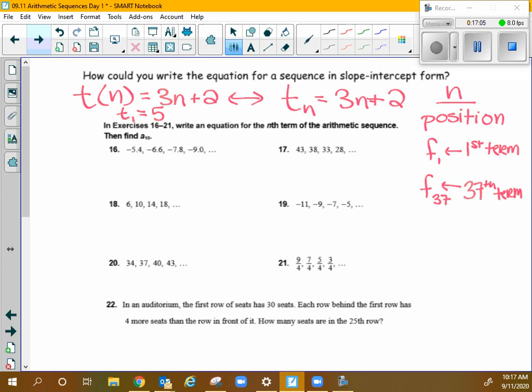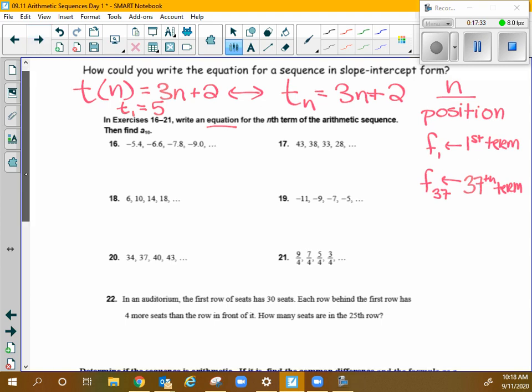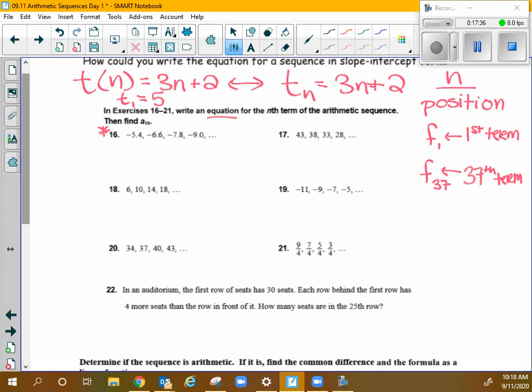Okay, so the directions on the next part is where it starts talking about that subscript, which is why I brought that up now. It says in exercises 16 through 21, write an equation for the nth term of an arithmetic sequence, then find a of 10. So the equation is the same thing that we were writing on the previous page, which is basically slope-intercept form. I'm actually going to do the hard ones with y'all, so we're going to look at 16 and 21 together.